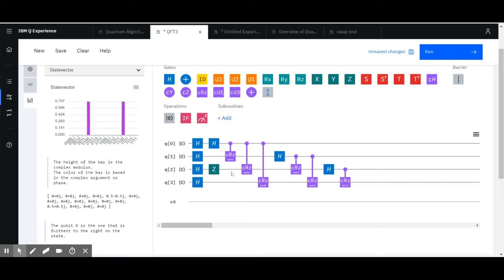But by applying controlled rotations in between, you're basically tweaking this phase, you're tweaking this information, you're packing it all up, so it gives you the pattern.